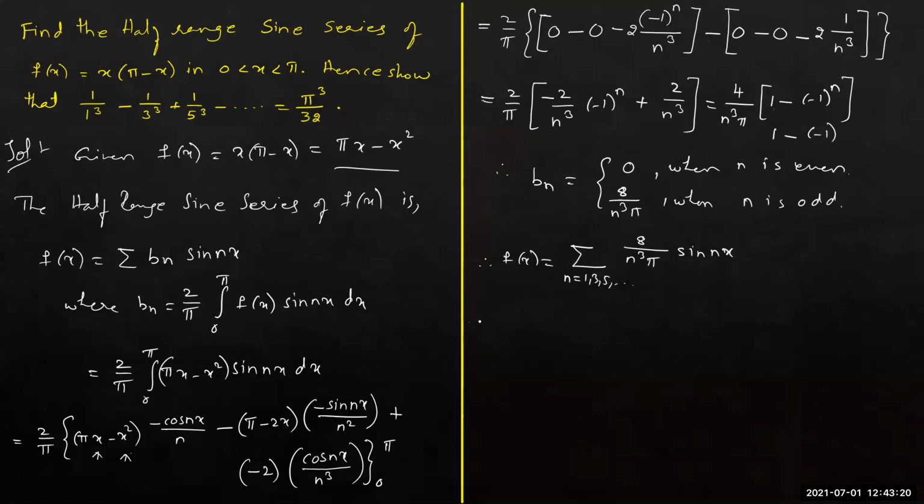So to use that, what is actually f of x? The function you are given is x into pi minus x. Here, 8 by pi is actually independent of n. So I'm writing this aside: 8 by pi into, if you take different values for n, when n is equal to 1, we'll get 1 by 1 cube into sine x. Then plus, if you take n is equal to 3, we'll get 1 by 3 cube into sine 3x. Then for n is equal to 5, we'll get 1 by 5 cube into sine 5x and so on. This is the series you are getting.